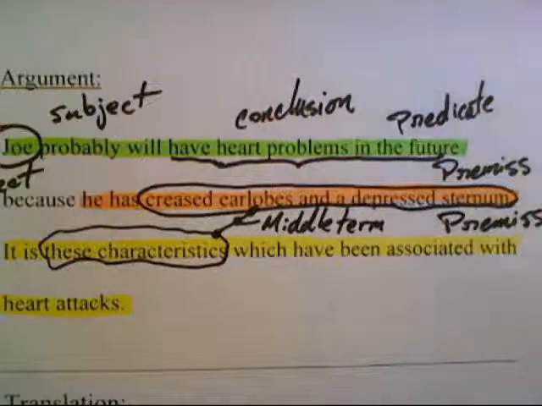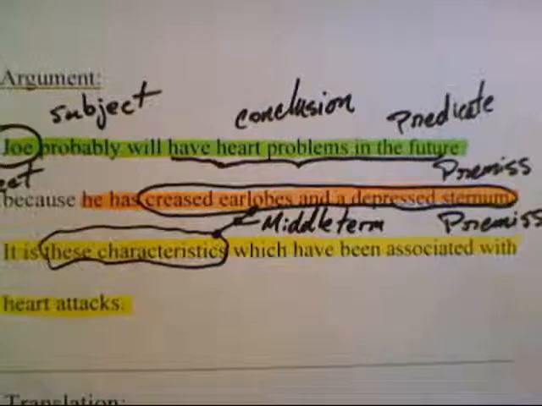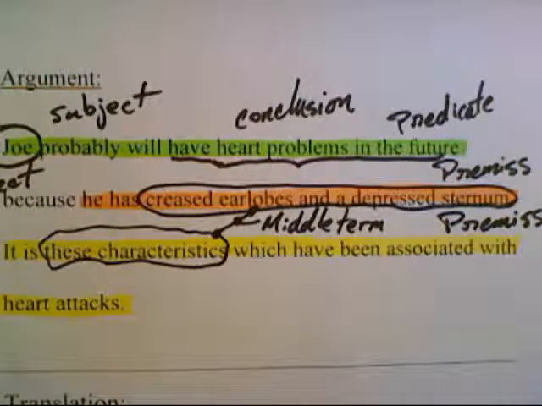And so now that you've identified all this information, what you're going to do is restate, reformulate this argument into what we call a categorical syllogism. Here's what that is going to look like.